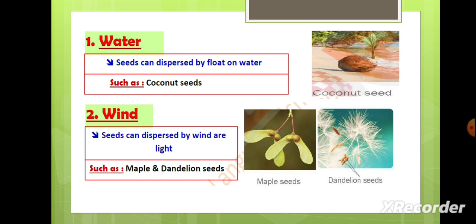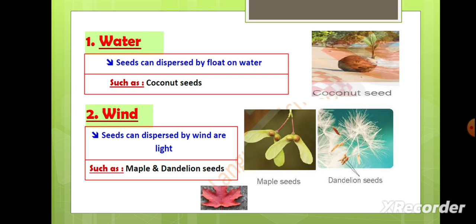The second one is wind. Seeds can be dispersed by wind when they are light seeds. What is meant by light? It's the opposite of heavy. It can be moved easily by a light wind. The seeds can be dispersed easily because of their mass: because they are light, not heavy, they are dispersed easily.